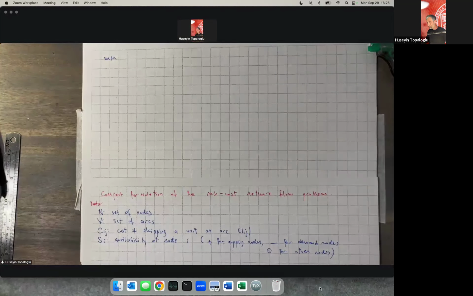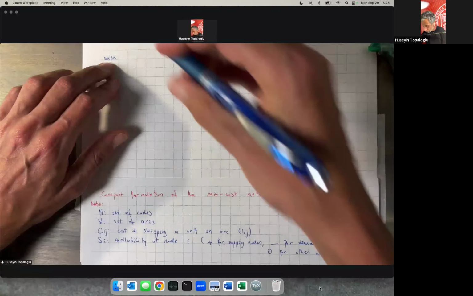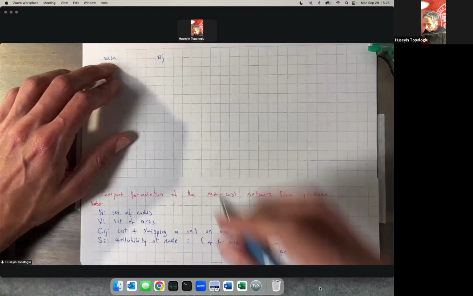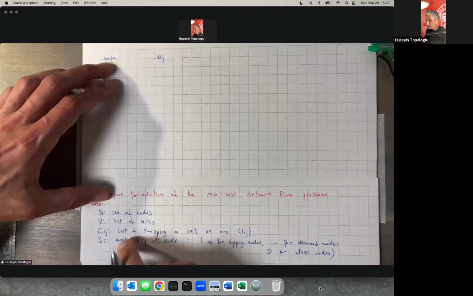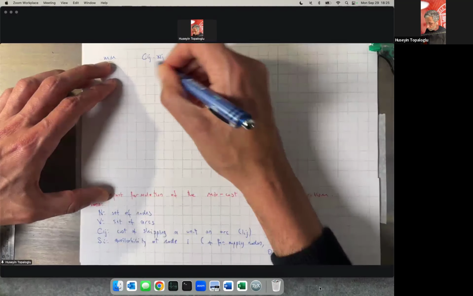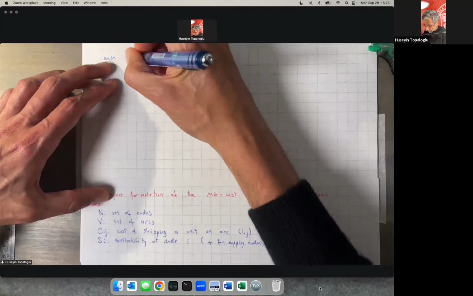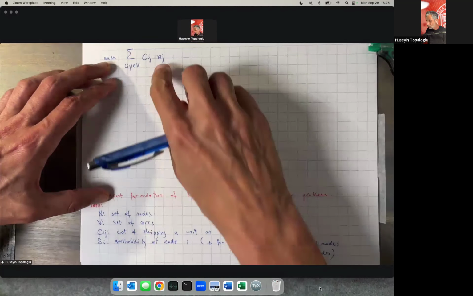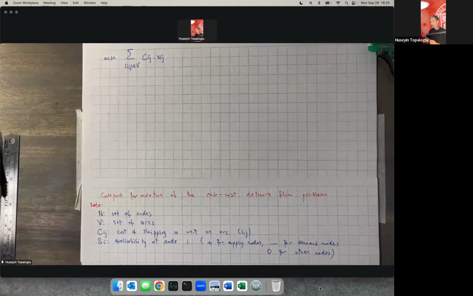If you want to write the min cost network flow problem in compact form, minimize the total cost. This is the flow on arc ij. For each unit of flow on arc ij, we're incurring a cost of cij. So that's the cost of the flow on arc ij, added over all arcs that are in my arc set. So this is the total cost that we're trying to minimize.